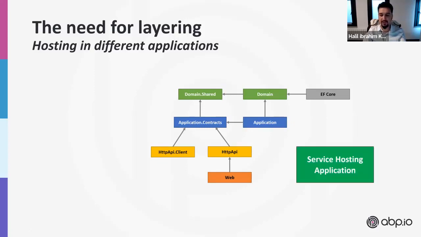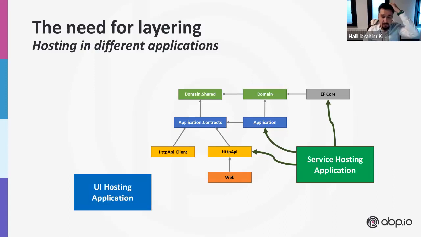When you want to, for example, host this module as a microservice, you only need to create a hosting application and add a reference to the HTTP API application and Entity Framework Core package. Then we run the application, and you will see that all the services of this module will be exposed as a REST API.